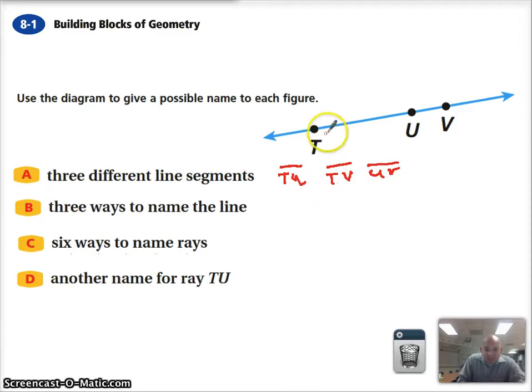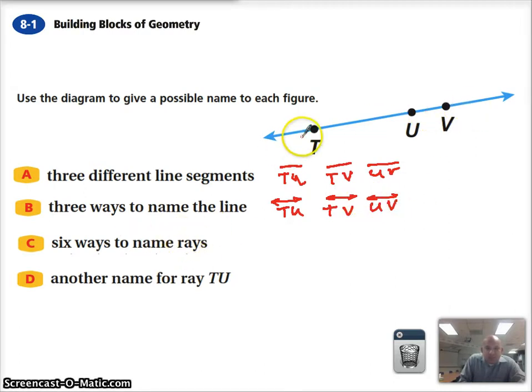3 ways to name this line. Again, there are more than 3 ways, but there's TU with the arrowheads on both ends, TV, same thing, and UV, extending in either direction infinitely.